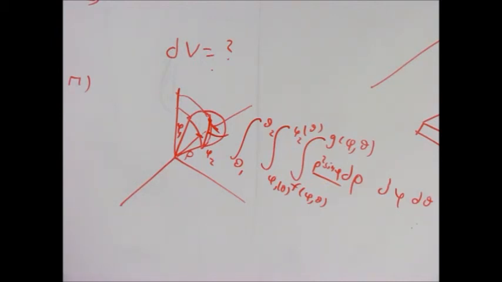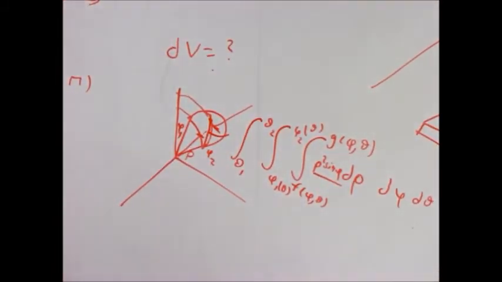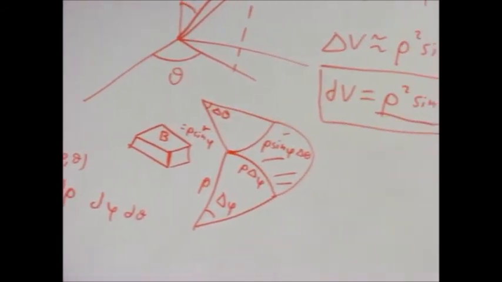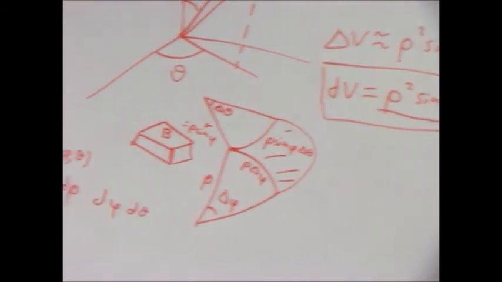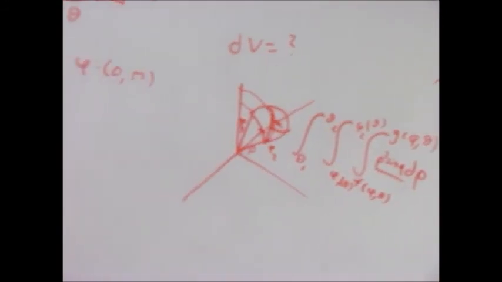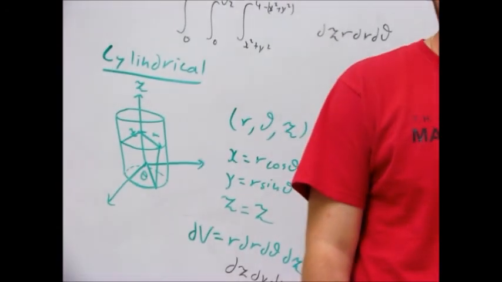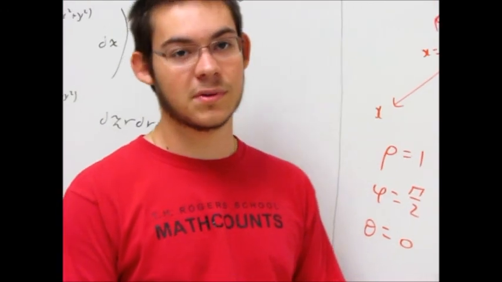It's a slightly more complicated formula to know, but it's very useful for spheres and shapes like that. Cylindrical is for cylinders and shapes that are rotated around the z-axis. You would use cylindrical for those. And that's an introduction to cylindrical and spherical coordinates for triple integration.